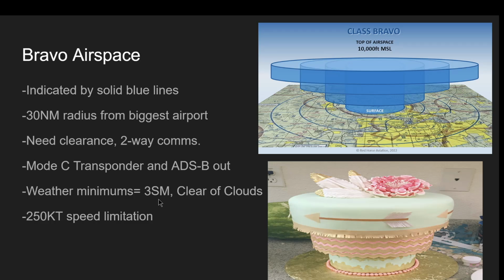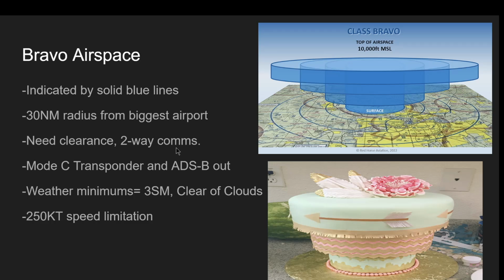Alright, for the Bravo, this is a fun one. Okay, so this is indicated by solid blue lines. You can see here on the sectional map, my mouse at the top right, it's showing these solid blue lines. I started flying in a place called Decatur, over there in Texas, and it is right next to the DFW Bravo. So we do have these lines that I'm very familiar with. There is a 30 nautical mile radius from the biggest airport, and your biggest airport is going to sit right in the middle, and it'll stretch 30 nautical miles each direction. You do need clearance and two-way communications.